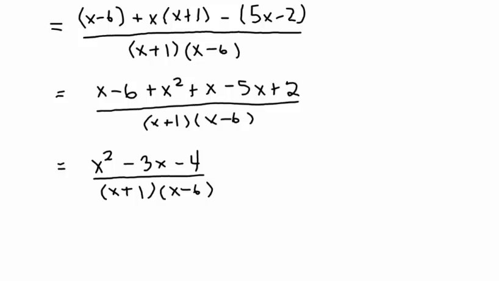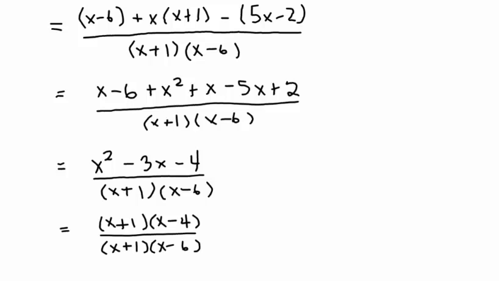Now it turns out that this trinomial in our numerator does factor, so let's go ahead and factor that. So it is important to check to see if your simplified numerator does factor, because in this case we can cancel out a factor of x plus 1, and note the restriction that x cannot be equal to negative 1. So our final answer in this case is going to be x minus 4 over x minus 6 with that extra restriction.